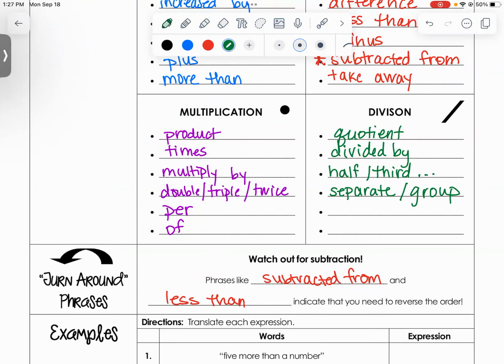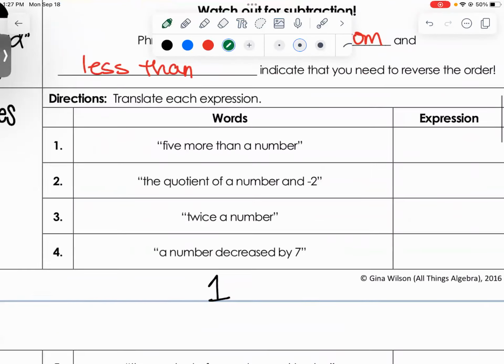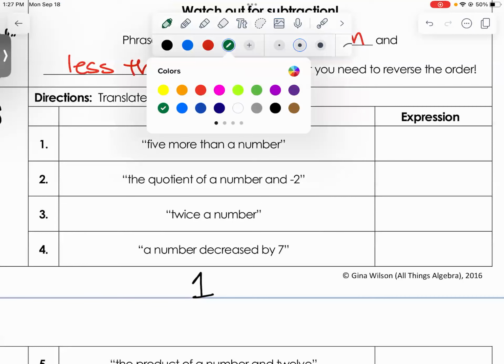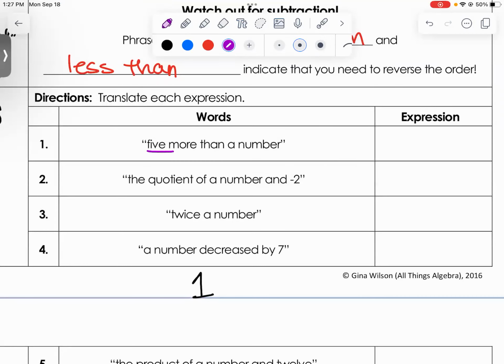So let's do some examples, okay? All we're going to have to do is read and write a math expression. So when it says 5 more than a number, we know we're going to add. And when it's addition, it doesn't matter what order it is in. So you can write x plus 5, but if you write 5 plus x, it's not going to be wrong. Okay, Payne, before you tell me, make sure you write x plus 5 on the side.